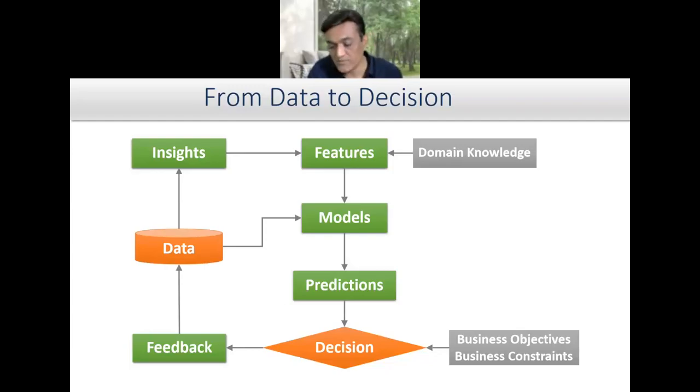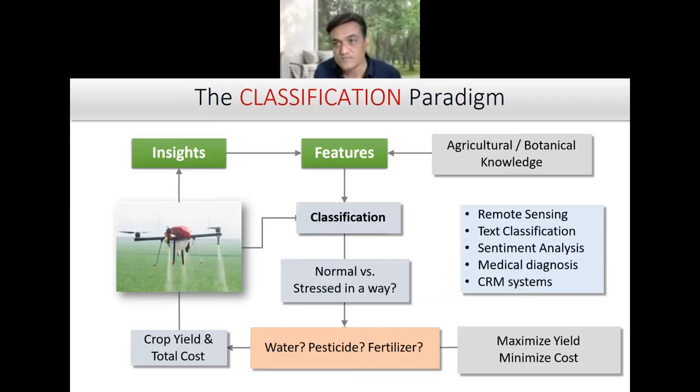Now I will explain this with some sort of example to understand it better. Usually there are different paradigms in machine learning systems for driving better decisions from the data. Here is an example of a classification problem, or classification paradigm, where we are talking about some sort of agricultural data. A drone is flying across the farms, on top of the farms.